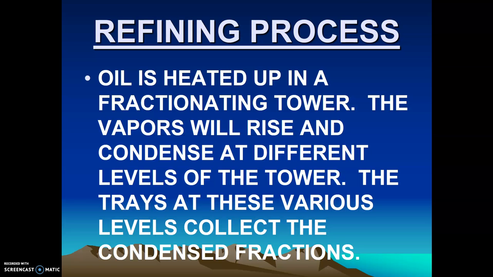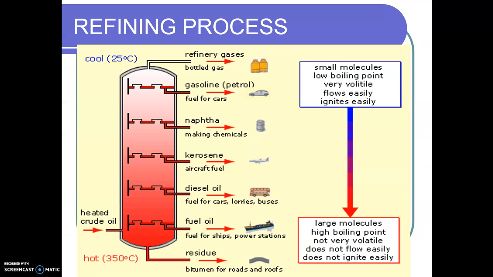Now, in order to use oil, we have to go through what they call a refining process. Crude oil doesn't have a whole lot of advantages to it. So basically you're going to have to heat this up in a fractionating tower. It's going to turn into vapor. As the vapors rise inside this tower, they're going to condense at different levels. And at these different levels, there are trays that collect the various liquids, and they make it into useful substances. The next slide will show that.